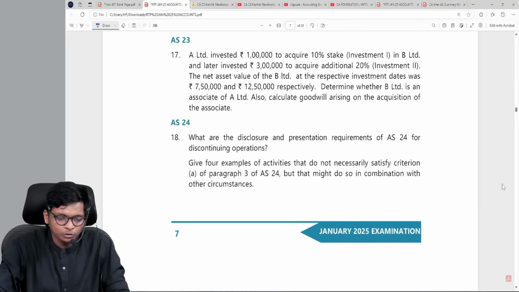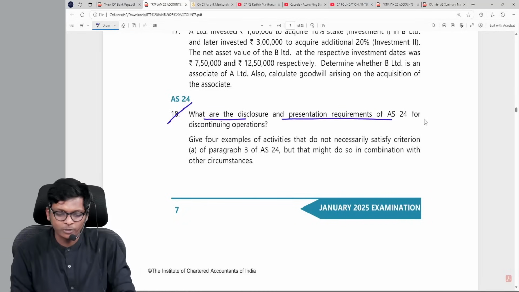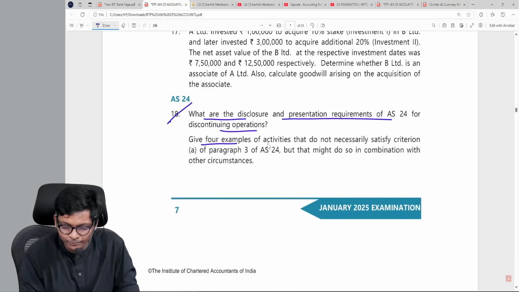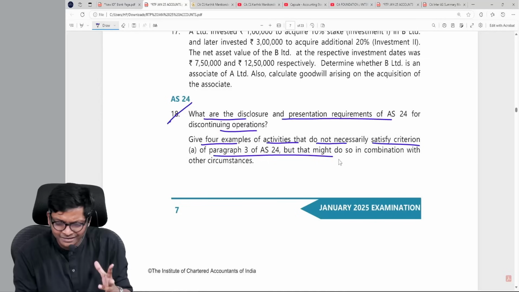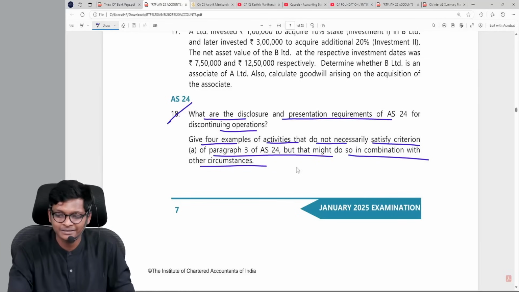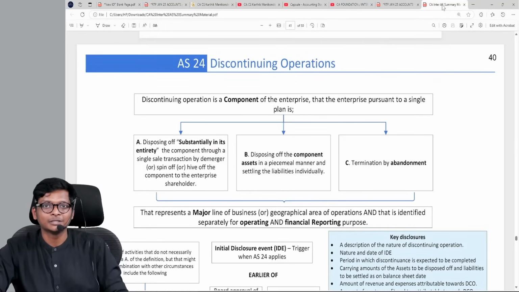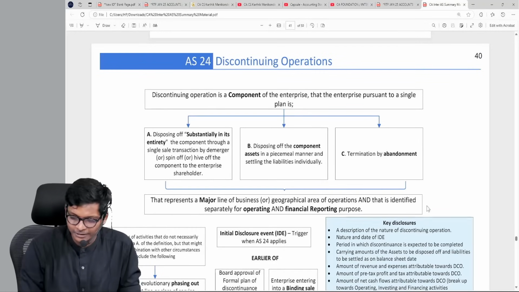Let's go to the next question, AS24. What are the disclosure and presentation requirements of AS24 for discontinuing operations? And give 4 examples of activities that do not necessarily satisfy criteria paragraph 3 that might do so in combination of other circumstances. No worries. We have our AS material.